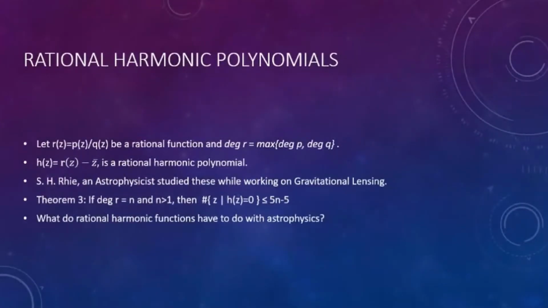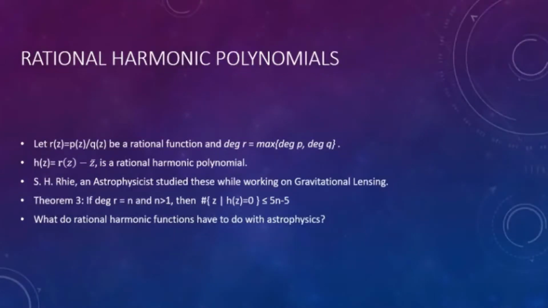and so she arrived at a conjecture that if the degree of r, where we take r equal to p of z by q of z, where p and q are, as we have seen earlier, complex polynomial functions, and we take the degree of r as the maximum of these two degrees, and we take a harmonic equation r of z minus z bar, then the number of zeros that this attains is always less than 5n minus 5. So you can see how this is just a constant on the number of zeros of a polynomial.